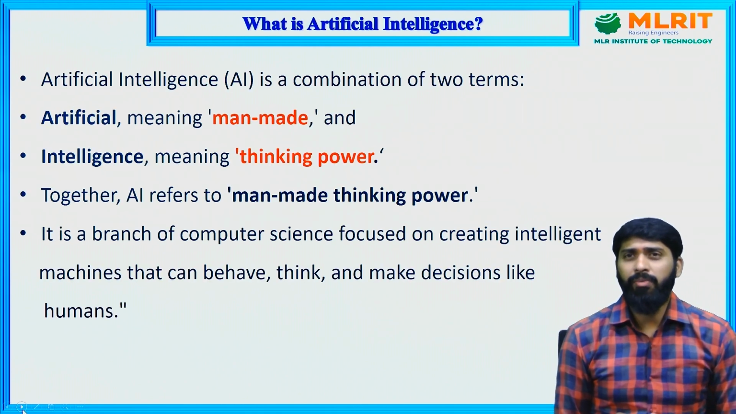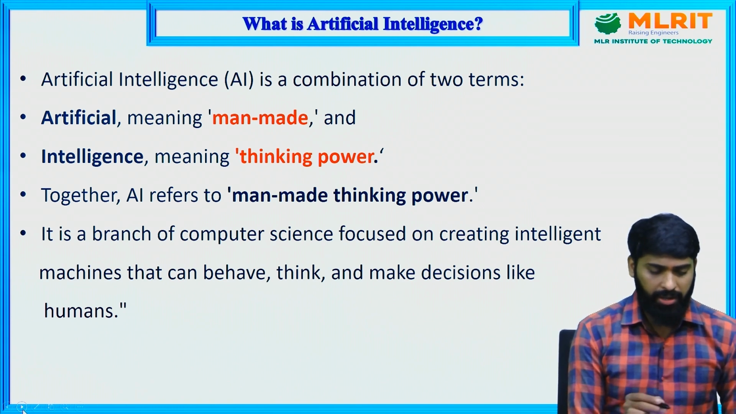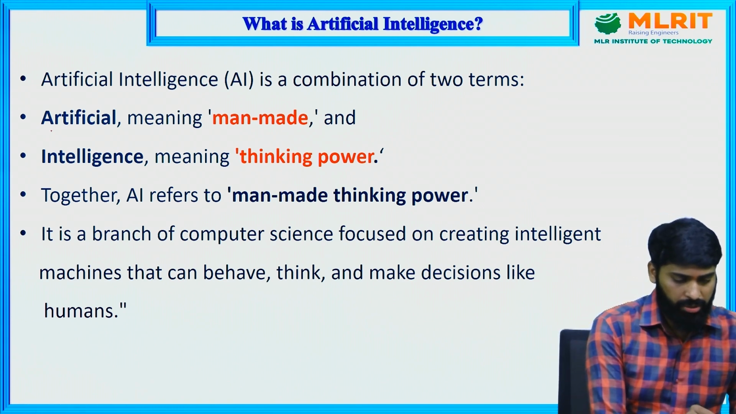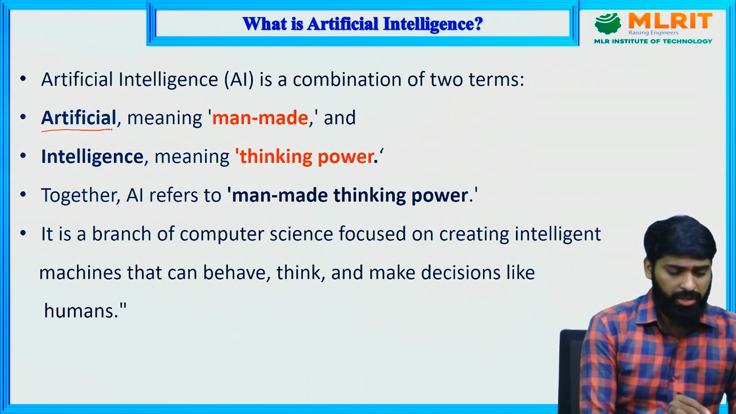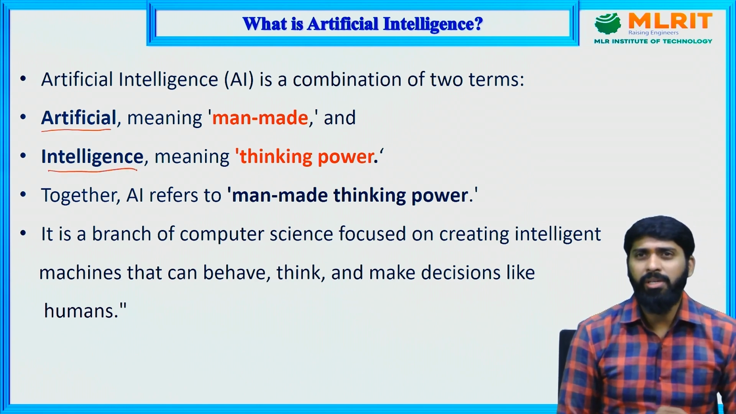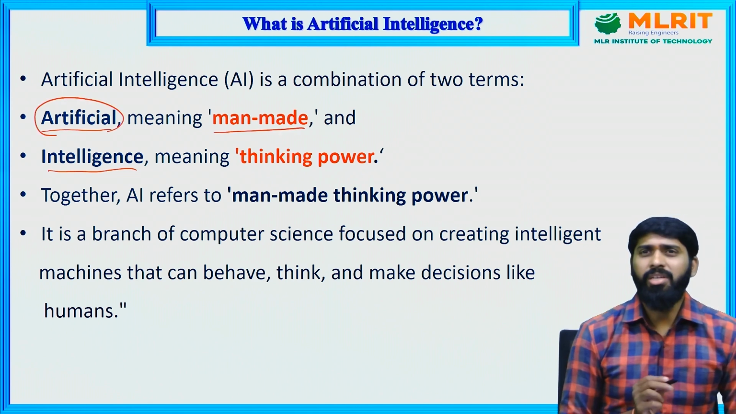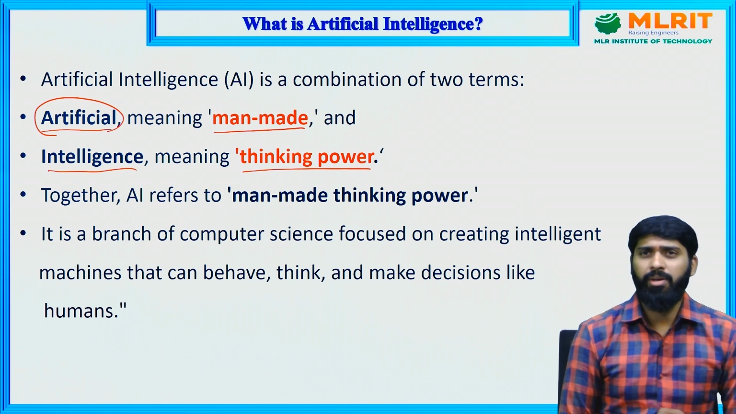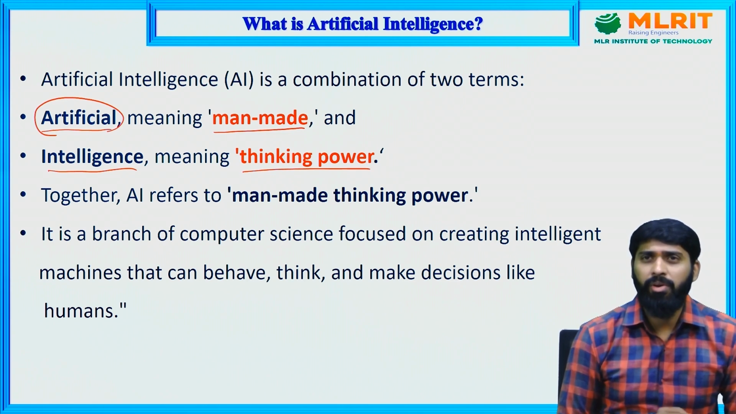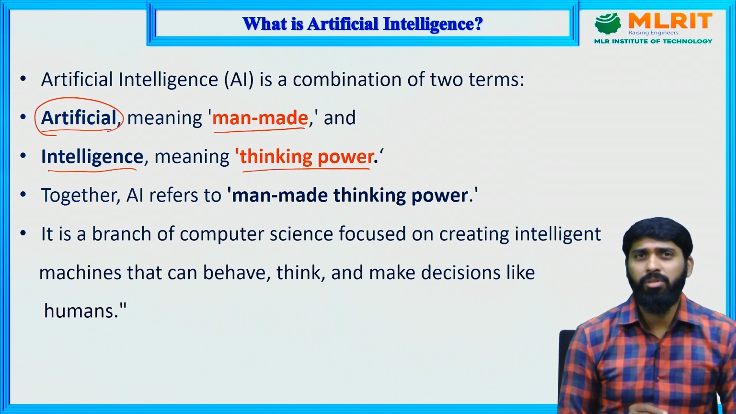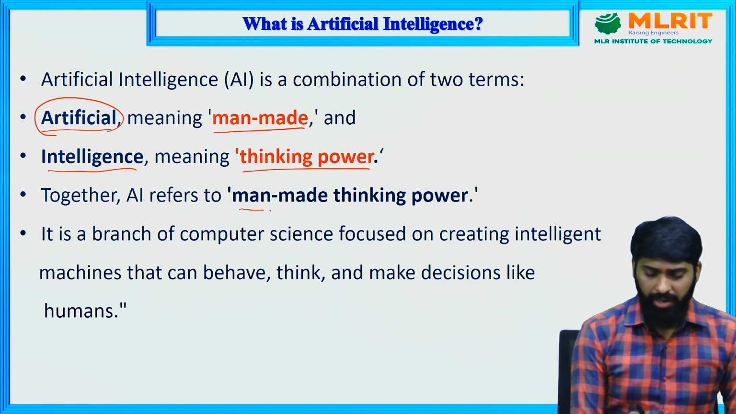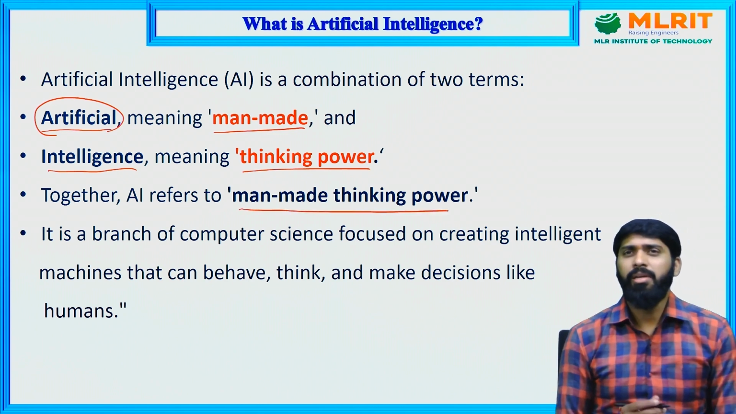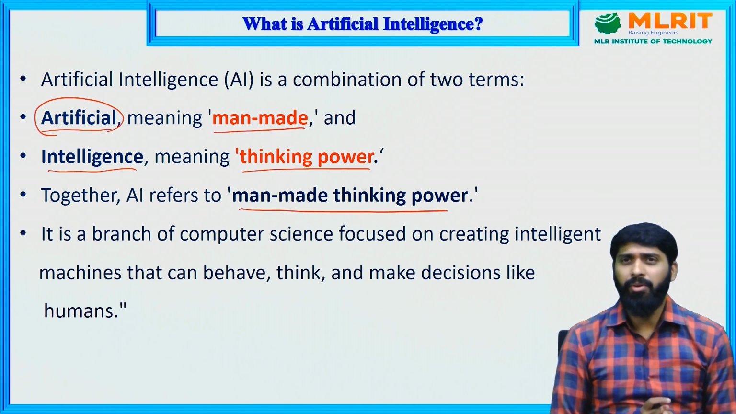Coming to the definition of artificial intelligence. What is artificial intelligence? If you observe, AI consists of two words: one is artificial, another one is intelligence. Artificial means man-made. Intelligence means thinking power. When we combine these two words, we conclude that artificial intelligence is man-made thinking power.